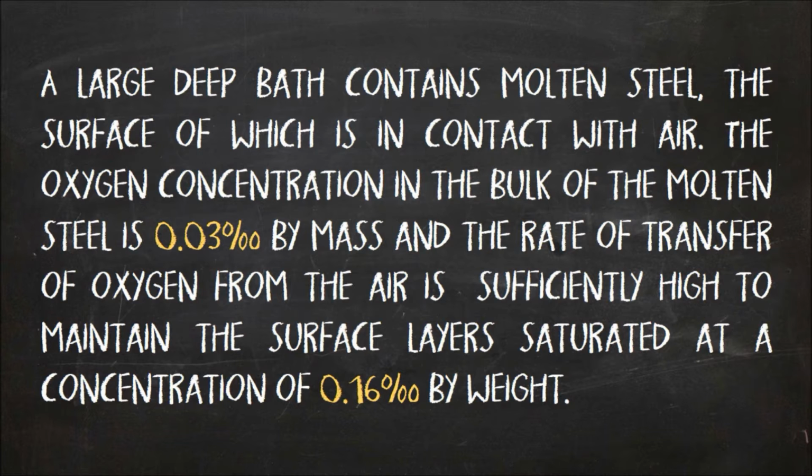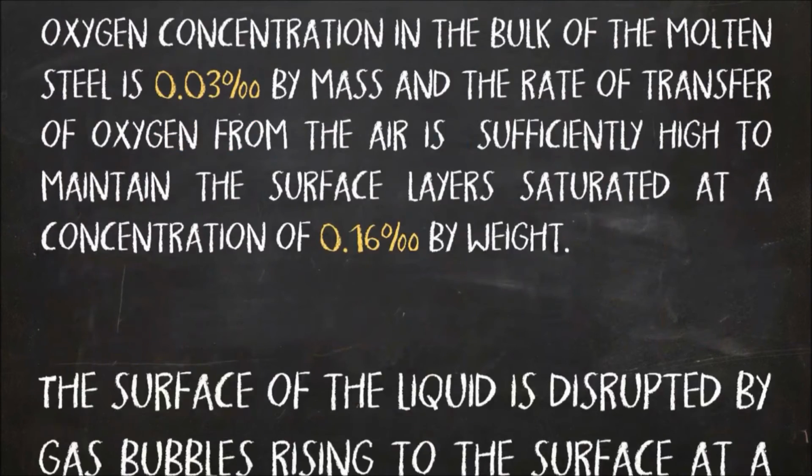A large deep bath contains molten steel, the surface of which is in contact with air. The oxygen concentration in the bulk of the molten steel is 0.03% by mass, and the rate of transfer of oxygen from the air is sufficiently high to maintain the surface layers saturated at a concentration of 0.16% by weight.